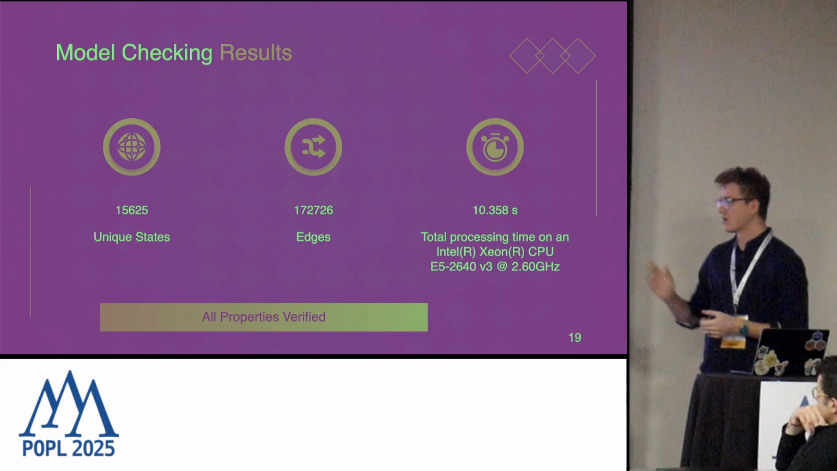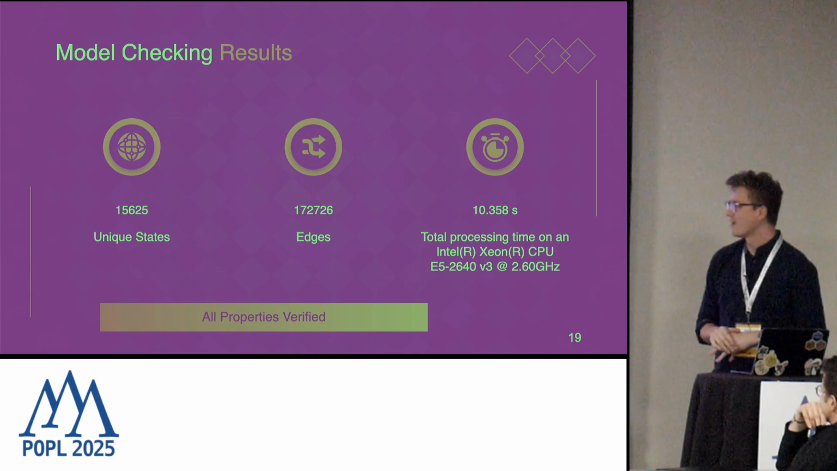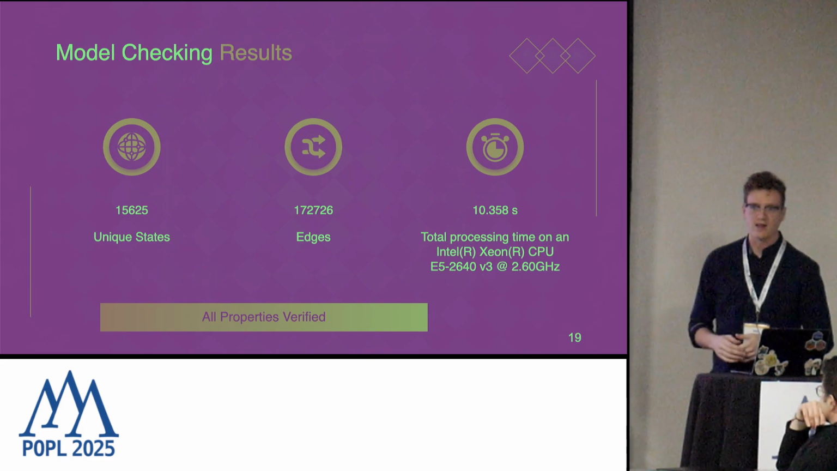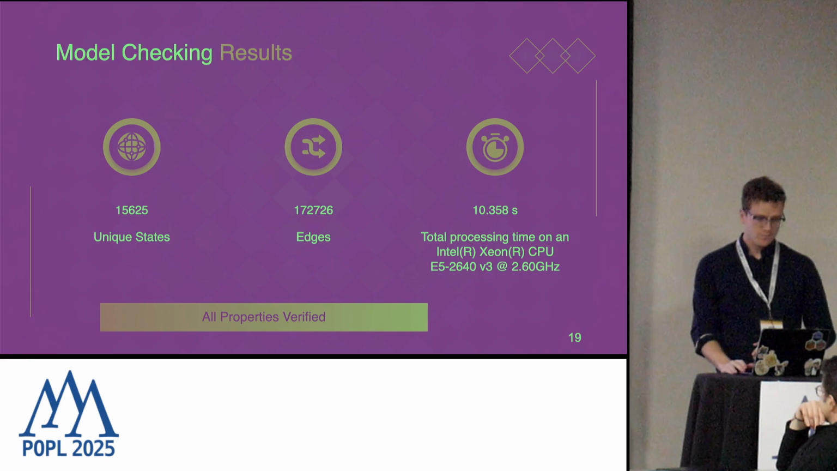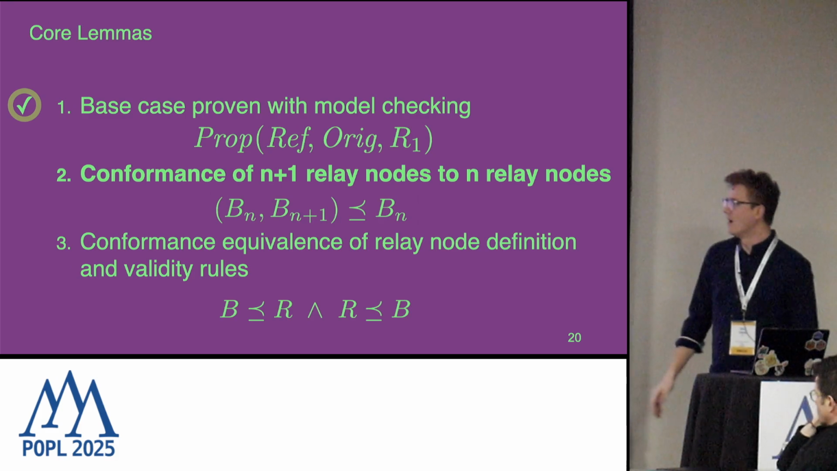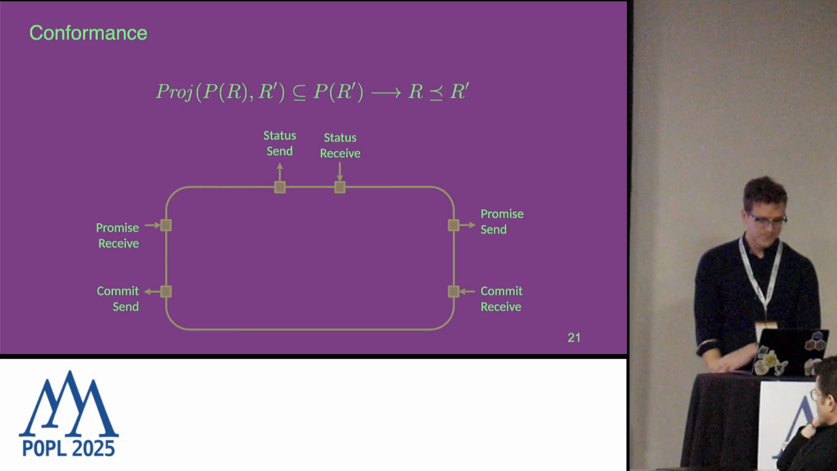And in our model checker, we can very quickly evaluate that. It takes some 16,000 states, 172,000 edges, and on my machine it took 10.5 seconds to prove that. So that proves our first lemma. So we'll move on to the next, this conformance.